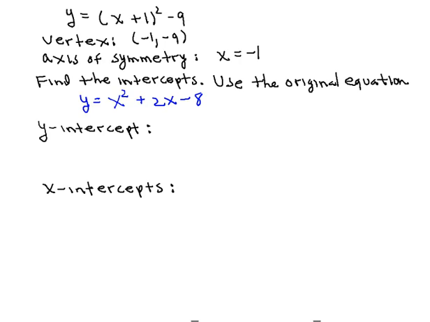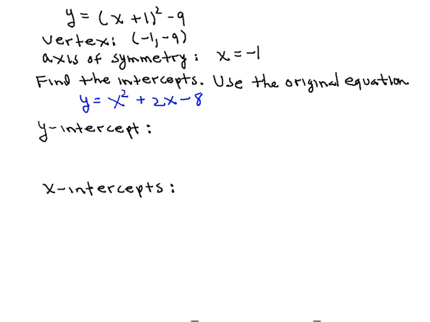Now I have stated at the top here the new form for the equation that we found by completing the square, which is y equals x plus 1 quantity squared minus 9. And we determined the vertex to be -1, -9, and the axis of symmetry to be x equals -1. Now our next task will be to find the intercepts for the graph, and in this case it'll be much easier to go back to the original equation to do so, and that will be the y equals x squared plus 2x minus 8 form.